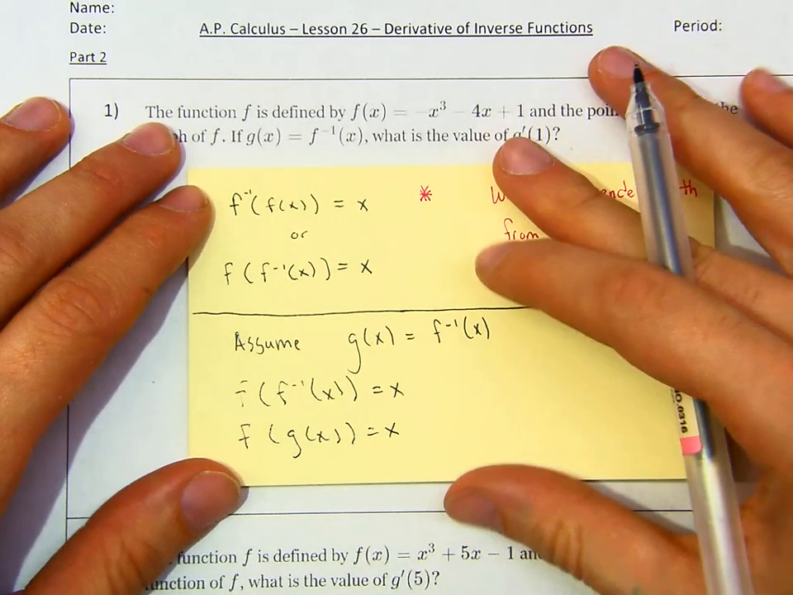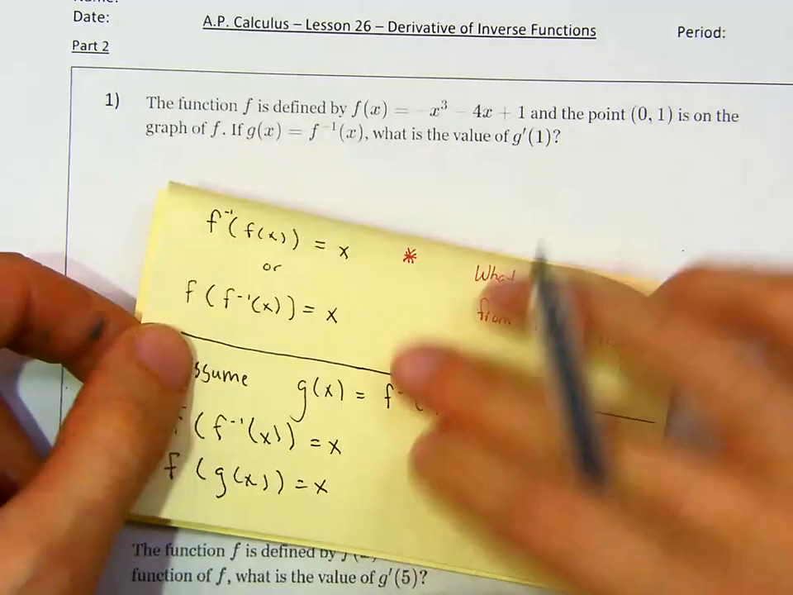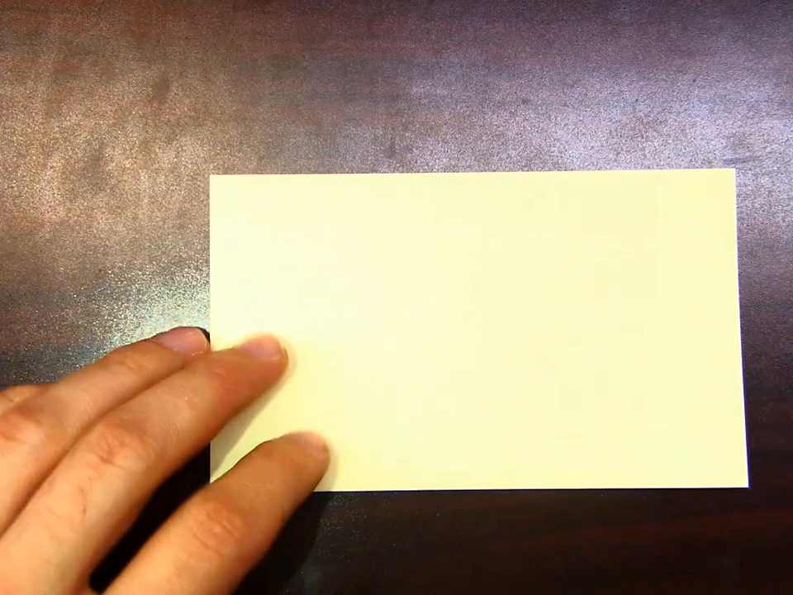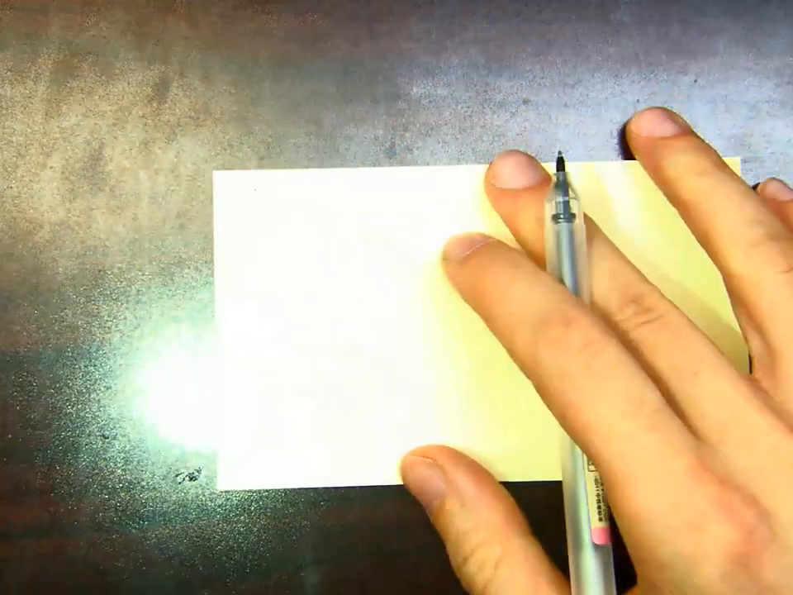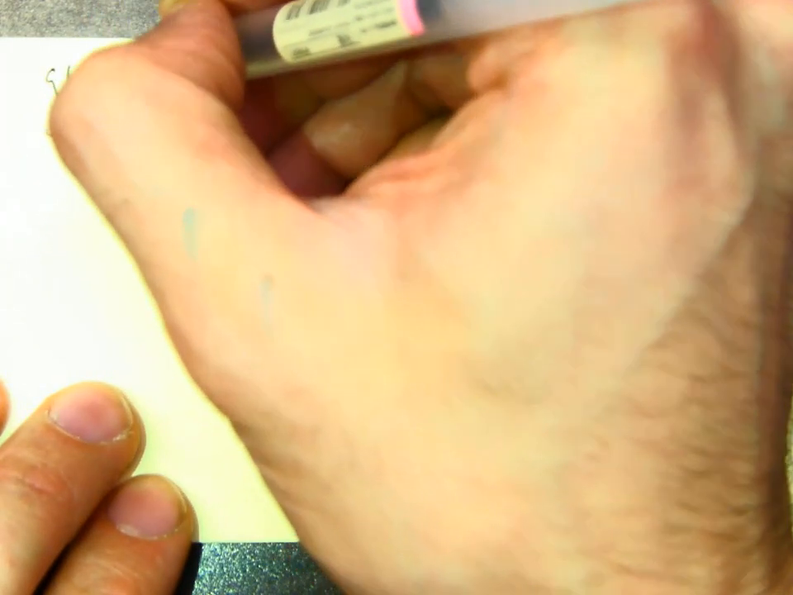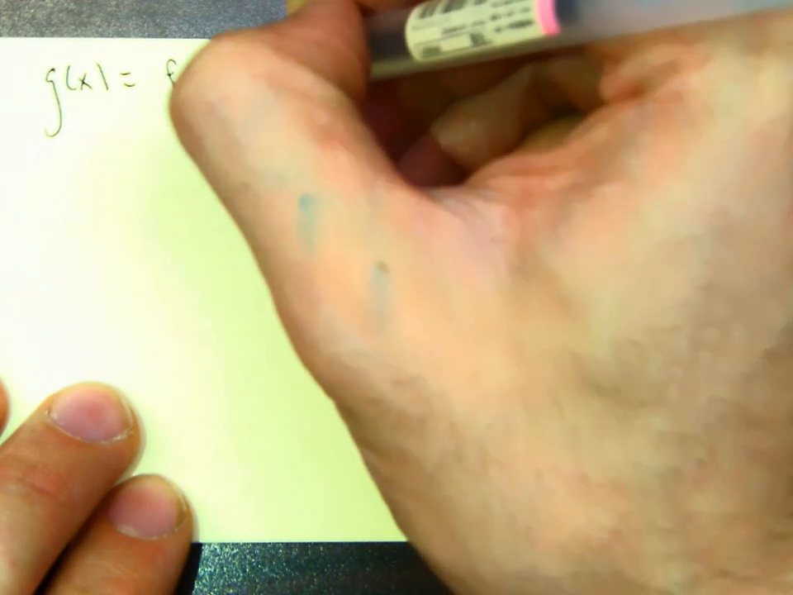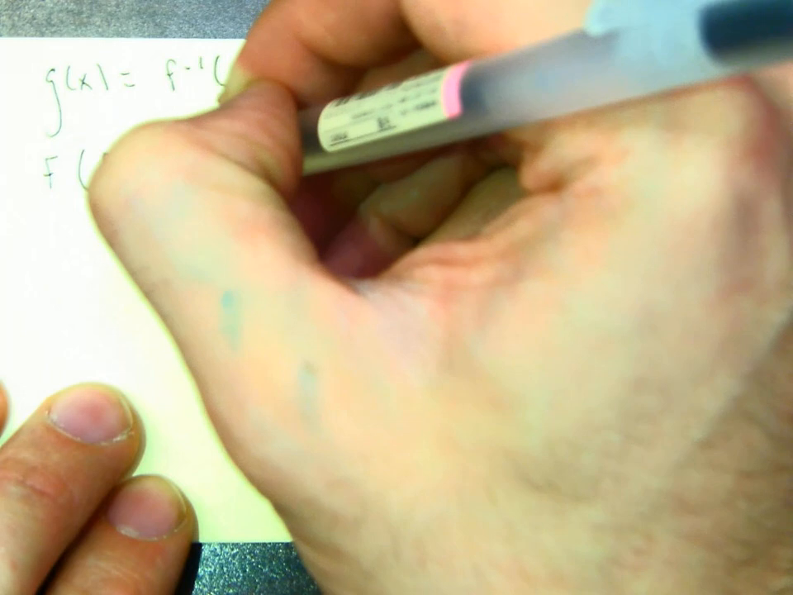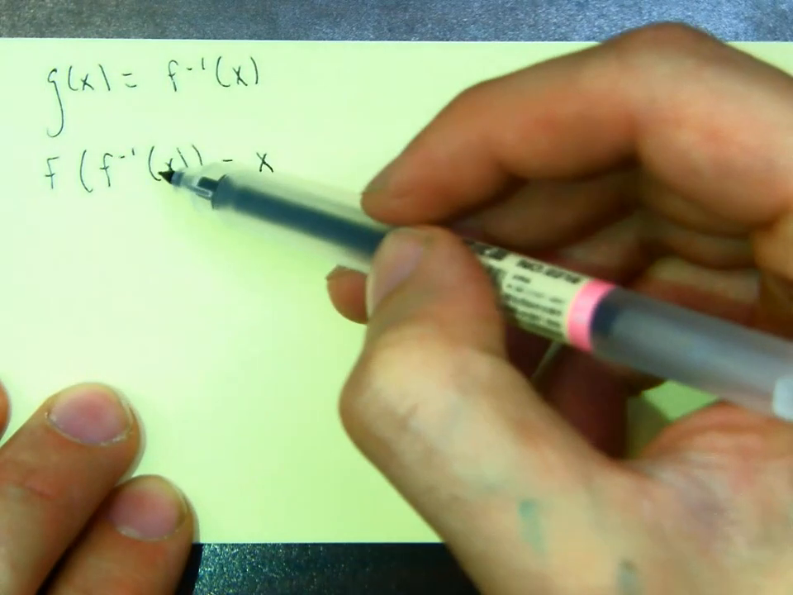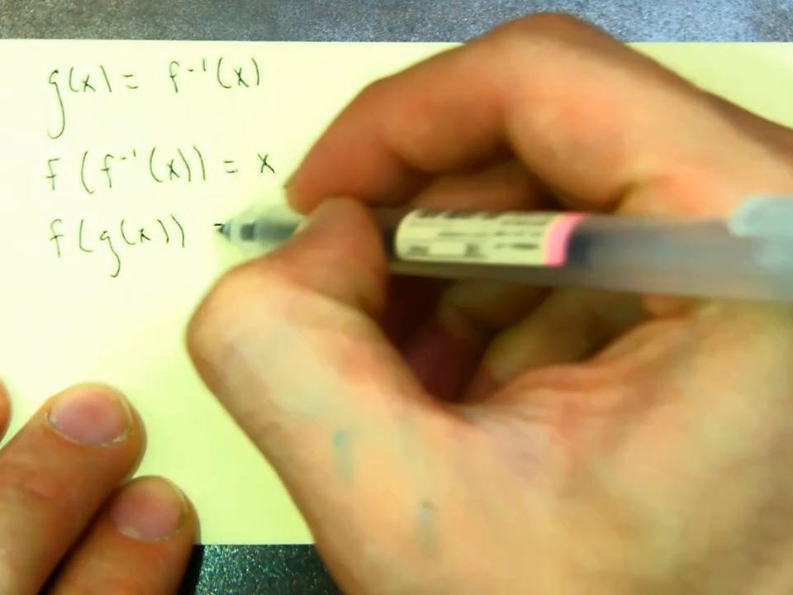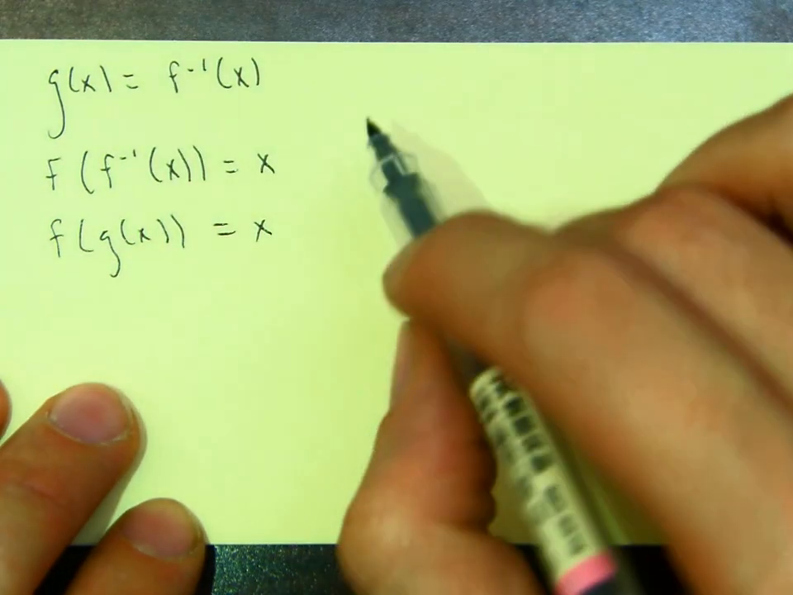That's just the first part. Now let's look at the next part. And by the way, please write all of this down. Let me zoom in the camera and the lights. Okay, this is pretty cool. We know that g of x is equal to f inverse x. So if I have f of f inverse of x equals x, I could substitute this f inverse x for g of x, so I could say f of g of x equals x.